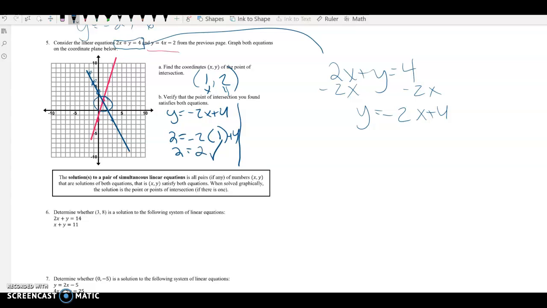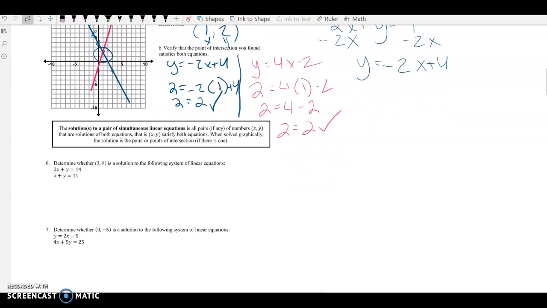Is 2 equal to 2? Yes. Now I need to prove that this is a solution to the other equation. My other equation was y equals 4x minus 2. I'm going to plug in 2 for y and 1 for x and solve. I get 2 equals 4 minus 2. So 2 equals 2. The solution to a pair of linear equations is a pair, if any, of numbers x, y that are solutions to both equations. The x, y satisfies both equations. When solved graphically, the solution is the point or points of intersection, if there is one.